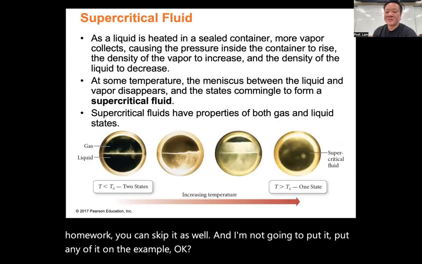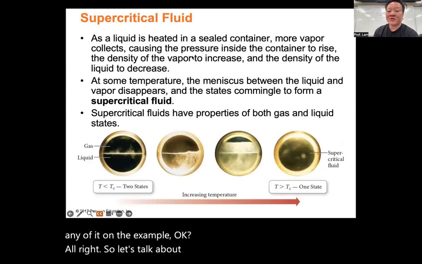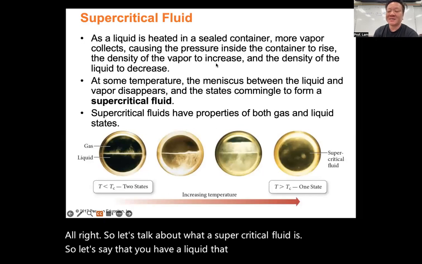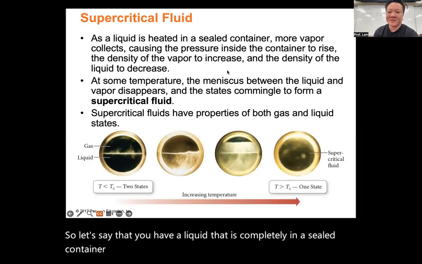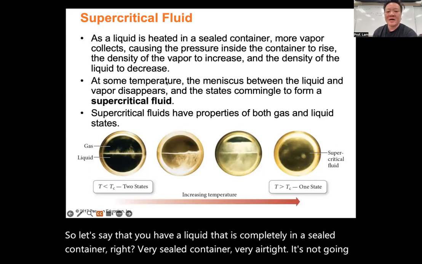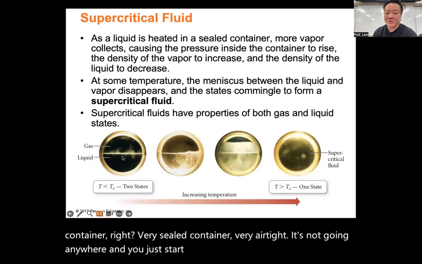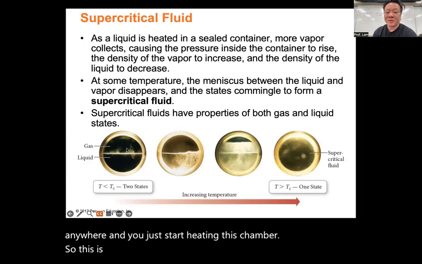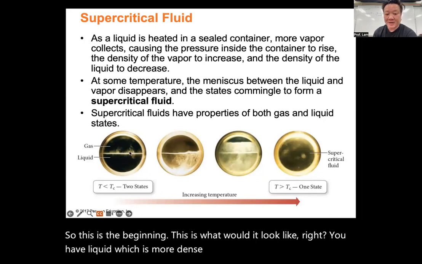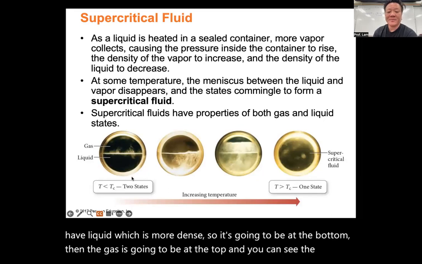All right. So let's talk about what a supercritical fluid is. So let's say that you have a liquid that is completely in a sealed container, right? Very sealed container, very airtight. It's not going anywhere. And you just start heating this chamber. Okay. So this is the beginning. This is what it would look like, right? You have liquid, which is more dense, so it's going to be at the bottom. Then the gas is going to be at the top, and you can see the interface, right?